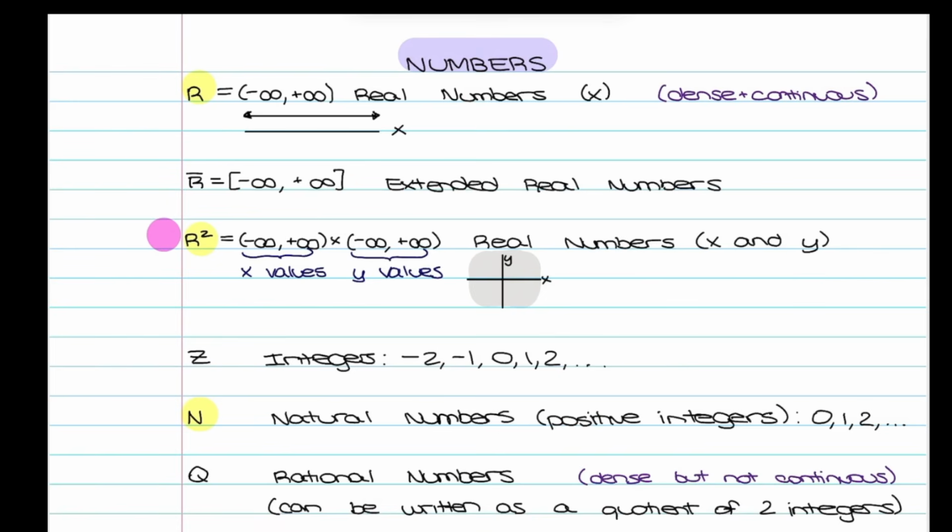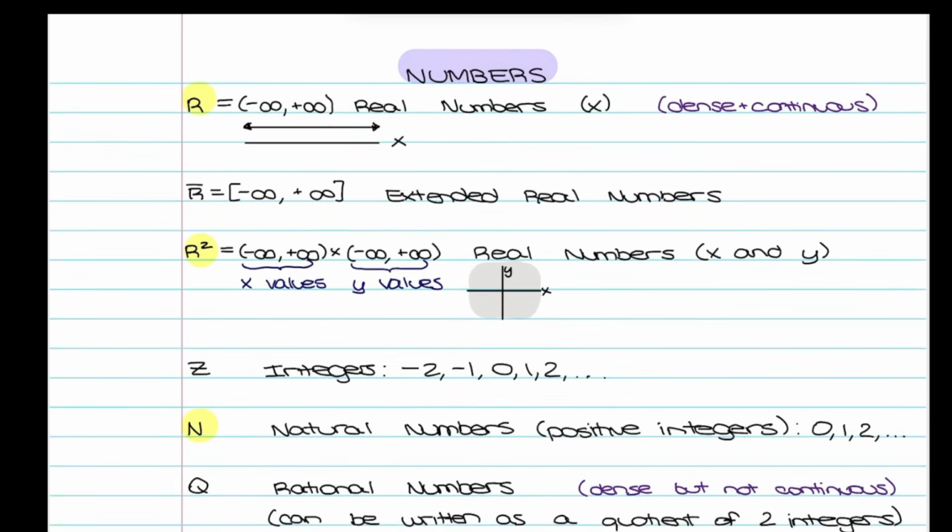Then we have R squared or R2. So this is simply when you have all real numbers for both x and for y. So we just have two variables, each which can take on any value. Visually, this would be everything on a Cartesian plane. So here I have just everything shaded, versus before we had everything on the number line.